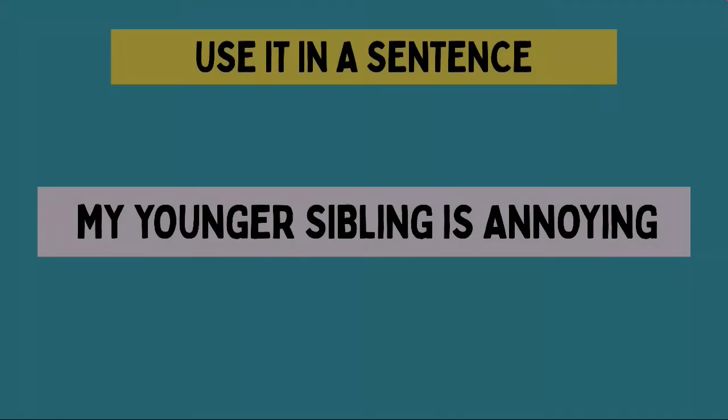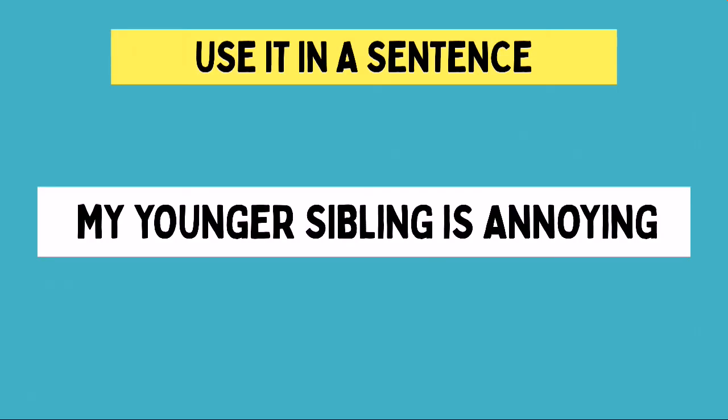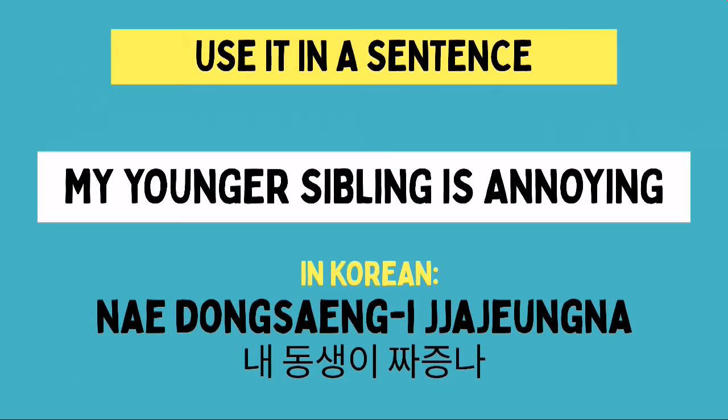Now that we have an idea about the meaning of dongsaeng, let's try to look into this example sentence. The sentence says, my younger sibling is annoying. The Korean translation of this sentence is 내 동생이 짜증나. Again, 내 동생이 짜증나.